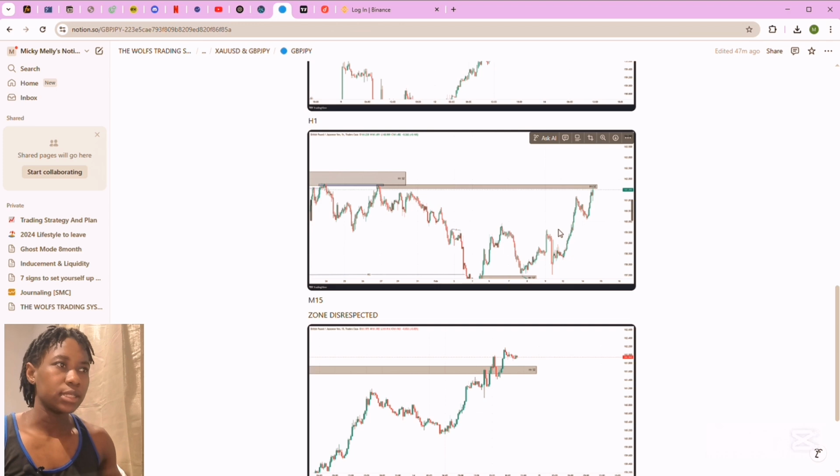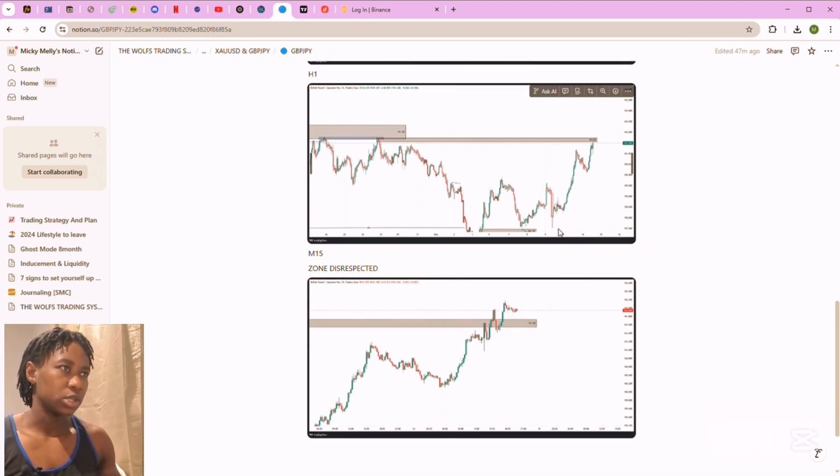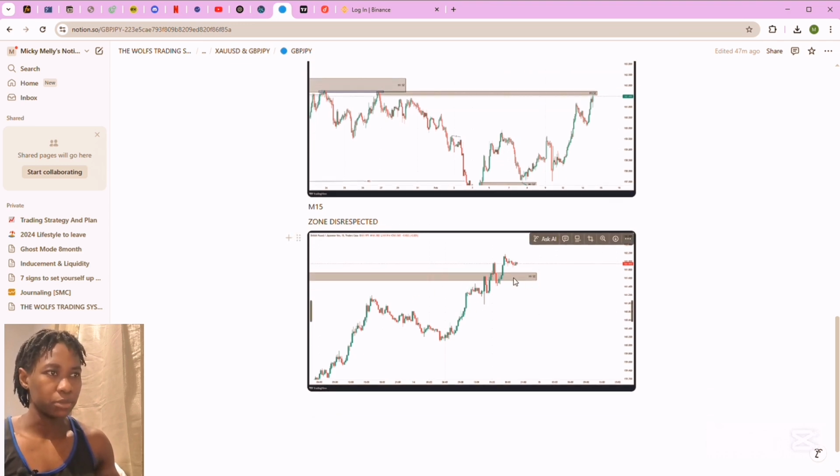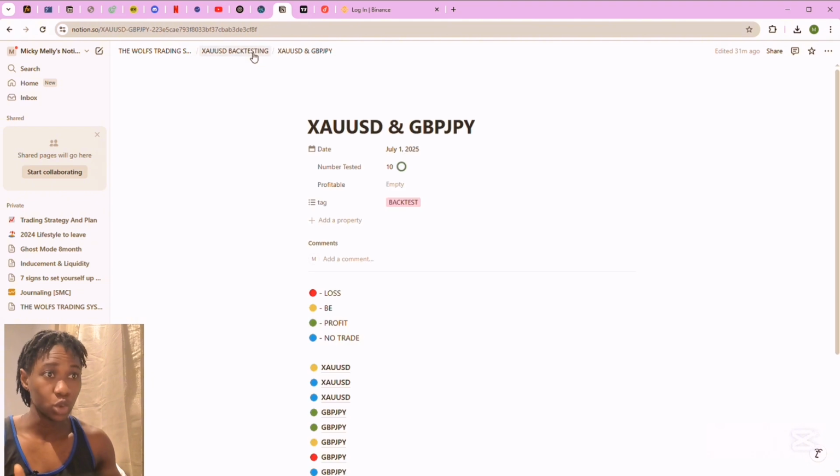So I reanalyzed the markets again, and at this particular one, I marked where the double top was. That was the extreme high, and price disrespected my zone. So no trade.